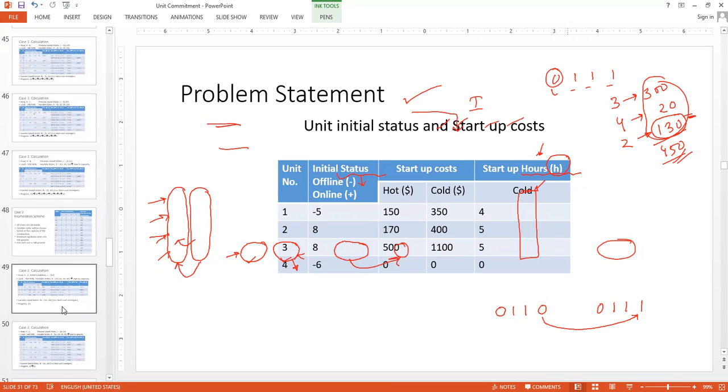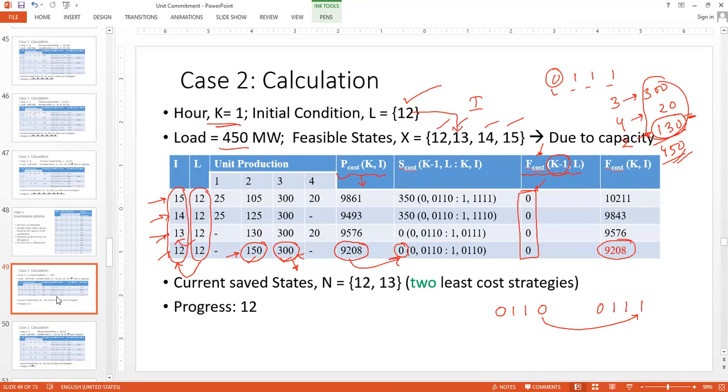Okay, so the value of startup cost here remains at 0. So simply add this 9576 with 0. So you will get 9576. Then from 12 to 14, 14 is 1110. So you see 1110.